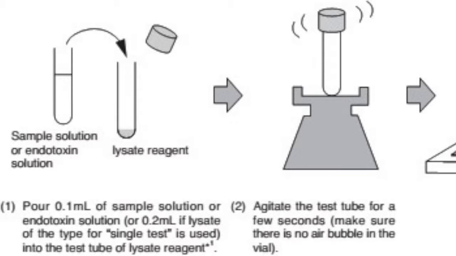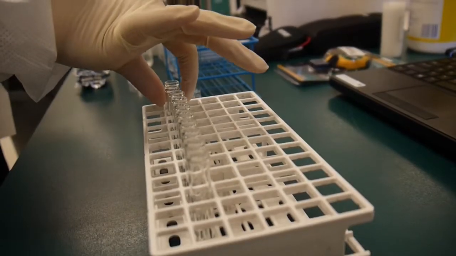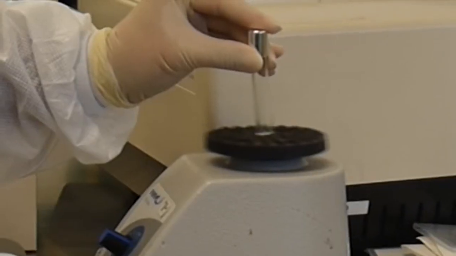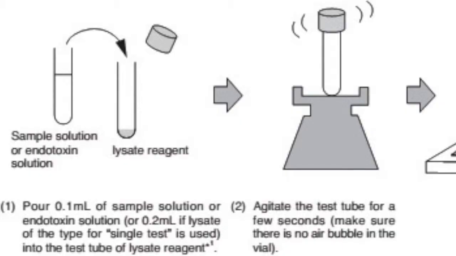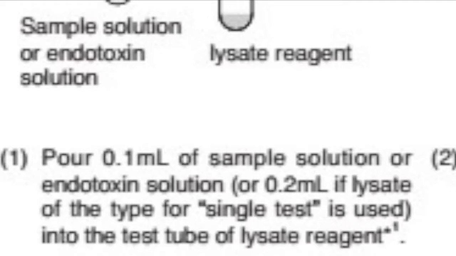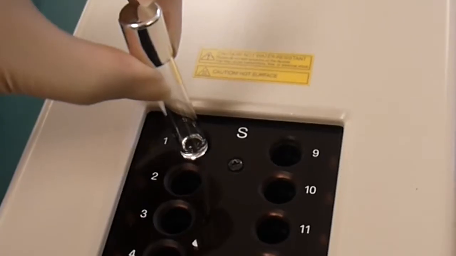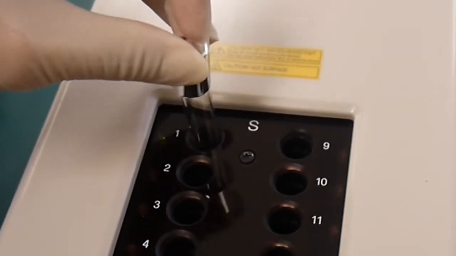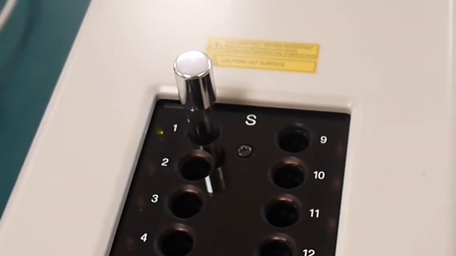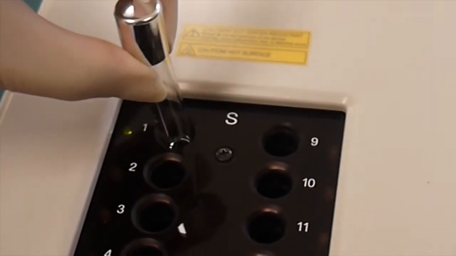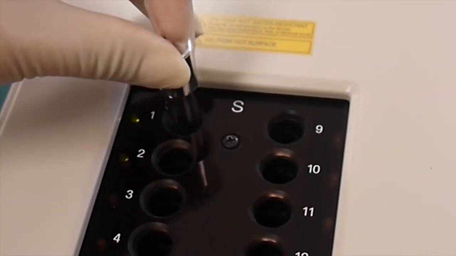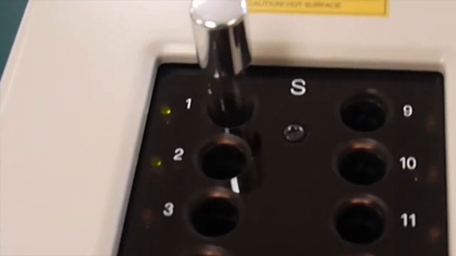Our sample or endotoxin solution will now be combined with the lysate reagent to begin the reaction test. Please note the difference of solution added to the lysate reagent based on single or multi-test use. With our samples now prepared, we will place the test tubes within the toxinometer. Note after each tube's insertion the beep as well as the blinking light in the next position.